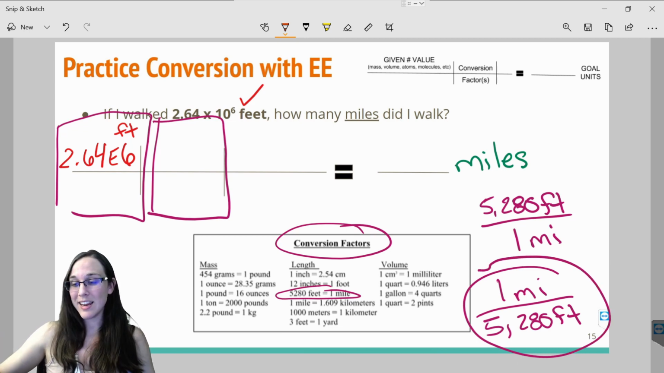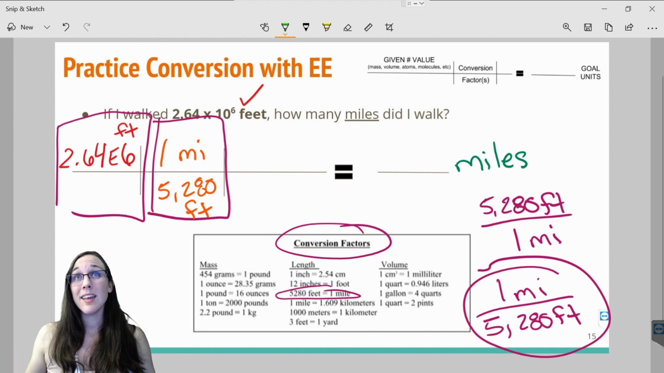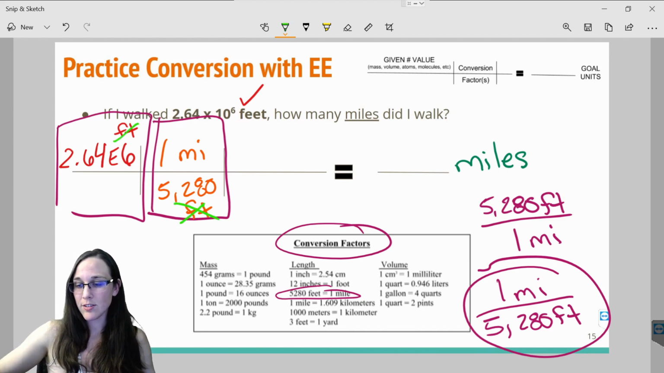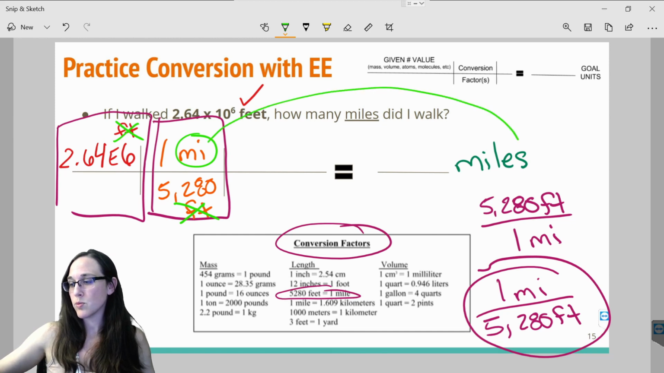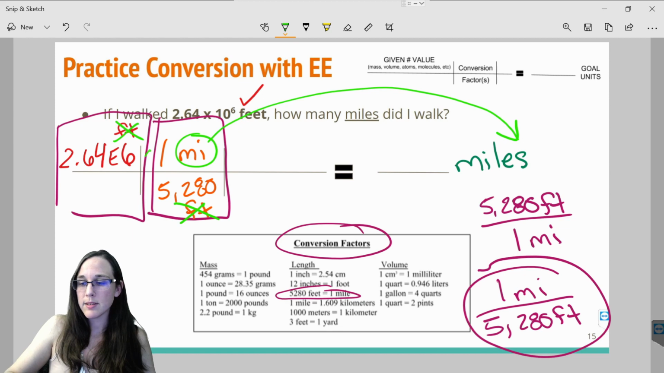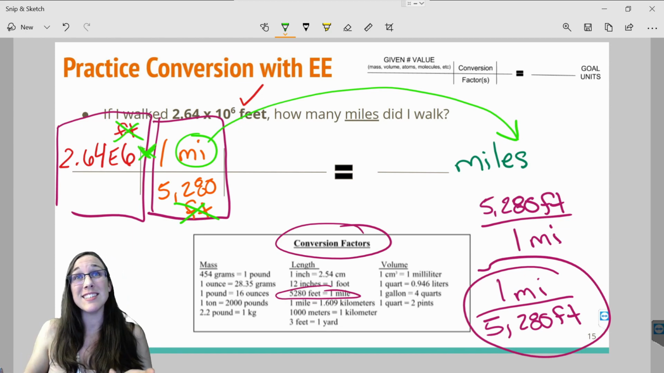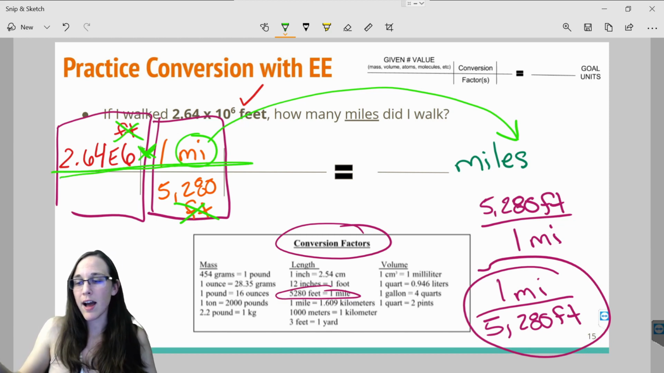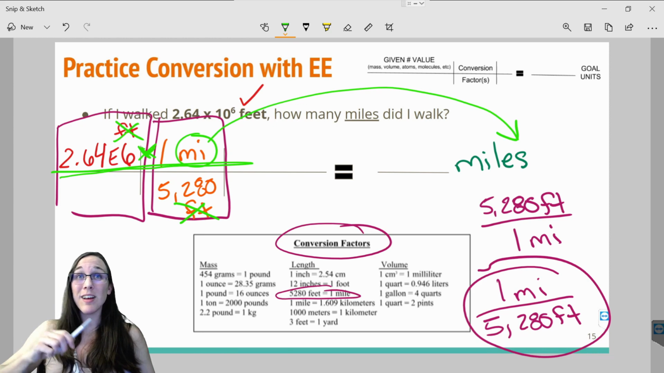If we go ahead and plug that in here, we have 1 mile on top, 5,280 feet on bottom. Then we can see right away that our feet cancel and we're left with miles, which is what our goal domino is asking of us. That's what we want. Finally, we just have to do the math part of this. We have one number times 1, which is just itself, 2.64 e to the 6, divided by 5,280. Let's plug that into our calculator using EE to get our answer.